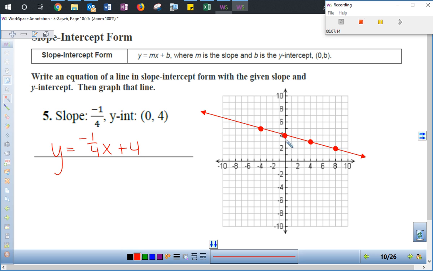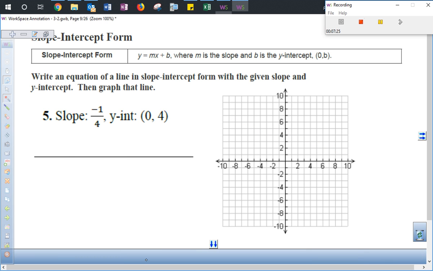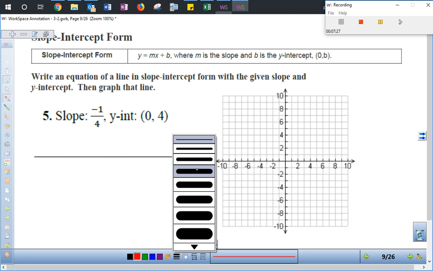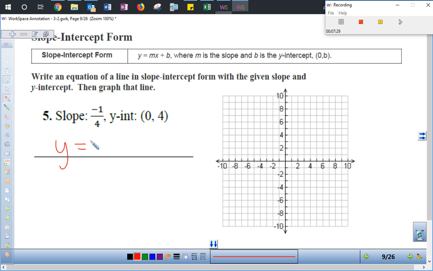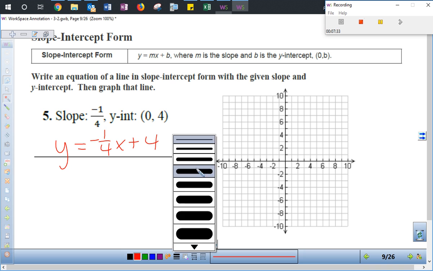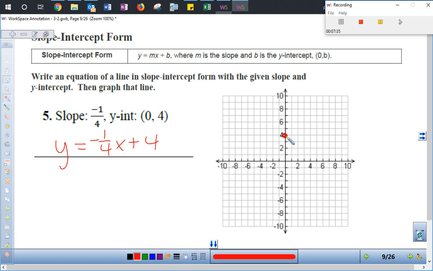Now what's different about this guy is -1/4 kind of makes it tricky to graph our equation, so I want to graph that with you. So I'm going to start, we said y equals -1/4 x plus 4. I'm going to start at +4 on my y-axis, and then my slope is -1 over +4. So I'm going to go down 1 to the right 4, down 1 to the right 4.